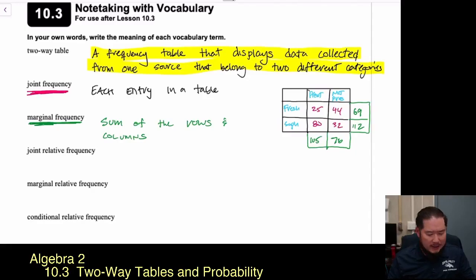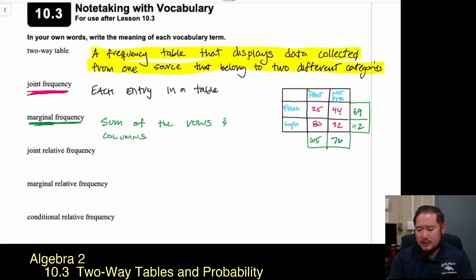Okay, so right here I have a small two-way table. In this two-way table, let's just say we have freshman and sophomore, and we talk about their attendance. That would be one source, split up into two different categories. Now we have this first term right here called joint frequency.